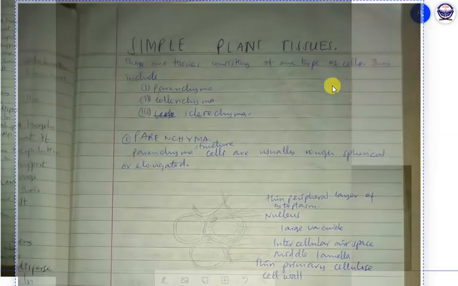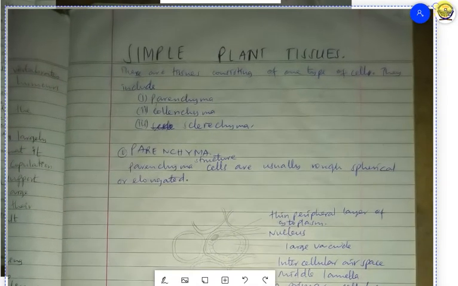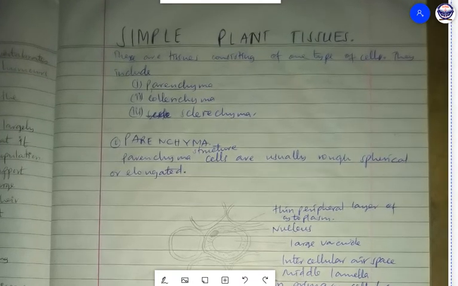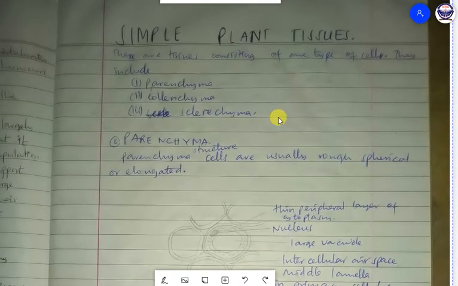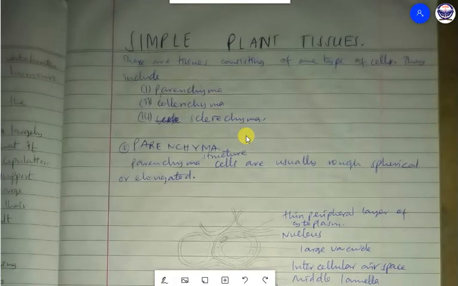The important thing is to understand the structure of a certain part of the plant and then understand how it functions. After understanding these two basic things, other things you can find later. Today we are going to start our session by discussing the simple plant tissues.